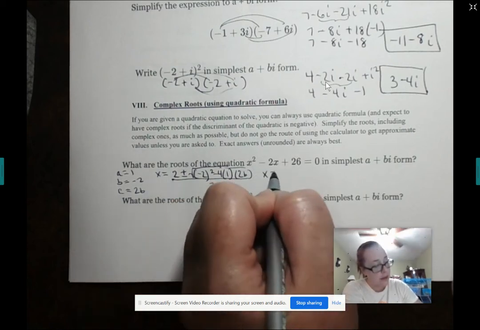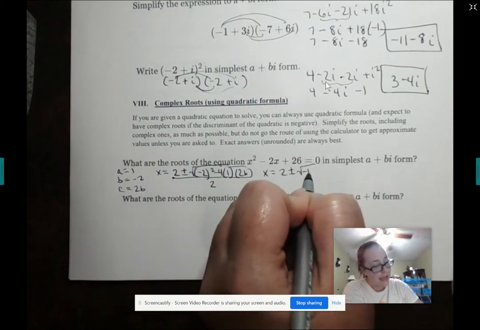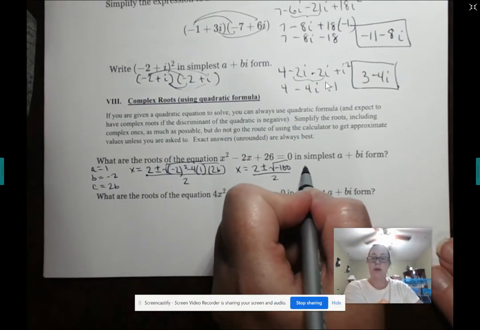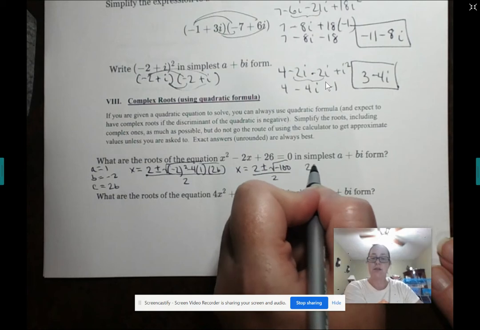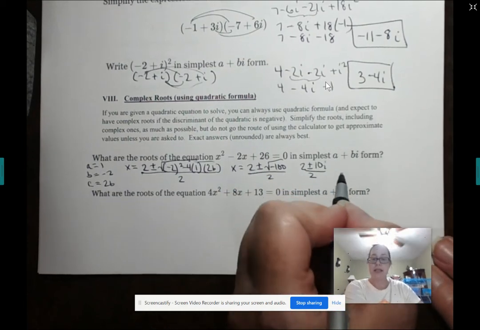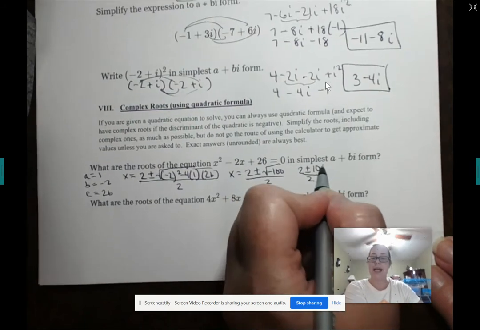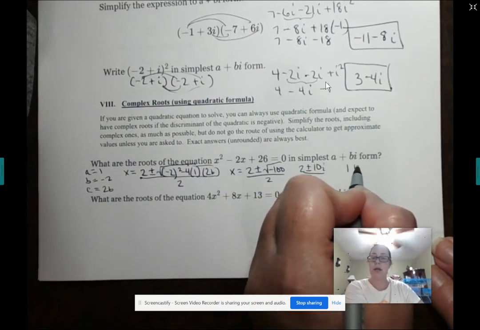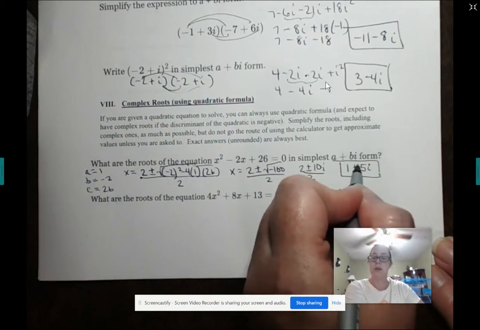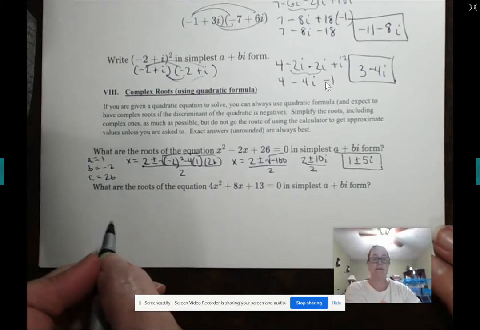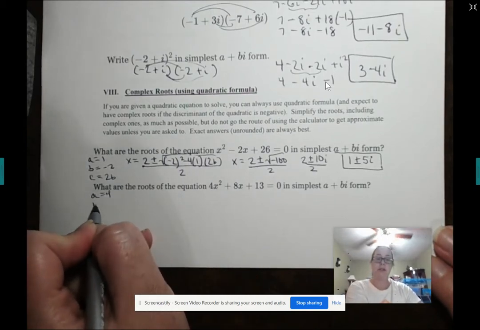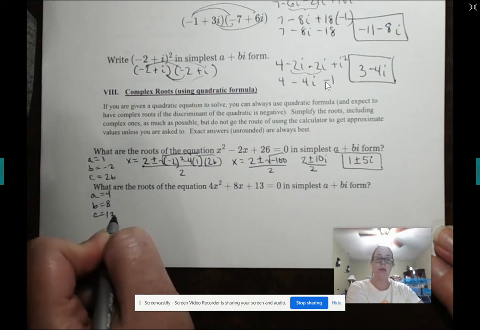So I end up with 2 plus or minus the square root of negative 100 over 2. I can simplify that. The square root of negative 100 is 10i. So this is really 2 plus or minus 10i divided by 2. And then I can simplify that. 2 divided by 2 and 10i divided by 2 ends up being 1 plus or minus 5i. These are my two solutions, 1 plus 5i and 1 minus 5i. And we can do that even if the a value is not a 1. It just means we have to do a little bit more math, but we can do it.